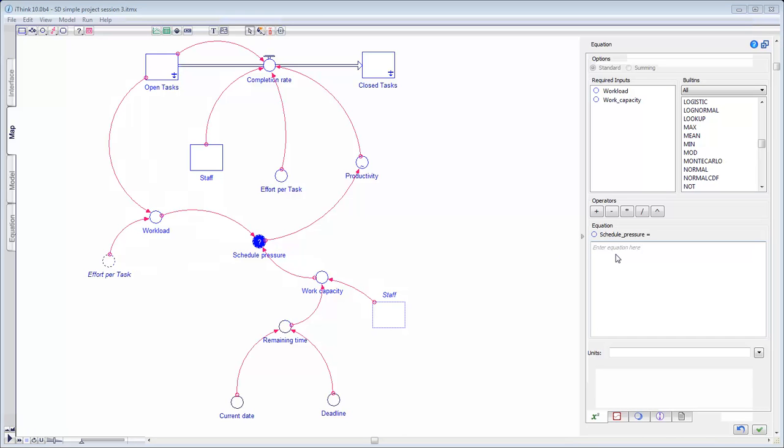Now, we can define the equation for schedule pressure as workload divided by work capacity. It seems fine from a logical point of view, but if we put on our mathematical glasses and check it again, we will see a regulation that could be violated. I'm talking about the denominator of the fraction. At the end of the project, the work capacity will be zero because the remaining time is zero. To ensure this does not happen, we use the max function to ensure the denominator is never zero. Let's do so.